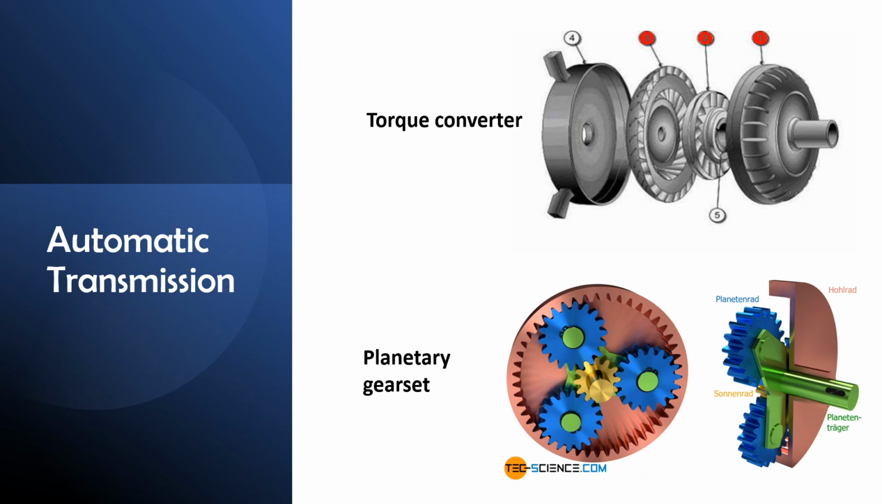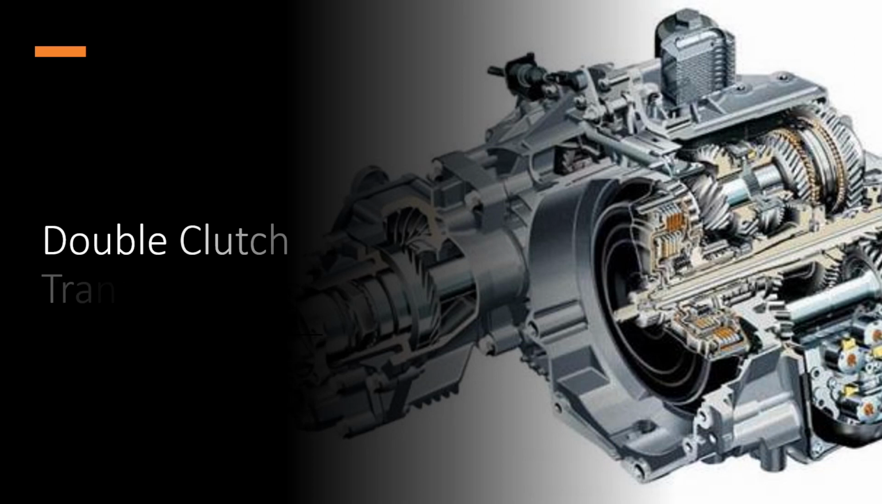Coming now to the planetary gear set, which you can see at the bottom. This is a system of planetary gears that generates various gear ratios. The planetary gear set allows for multiple gears without manual intervention. The last part is the hydraulic control system. A hydraulic control system regulates the pressure in the transmission, controls the shifting process, and adapts to different driving conditions.